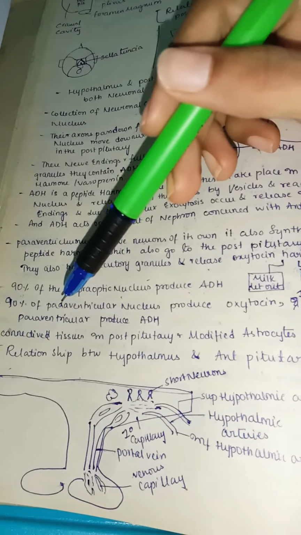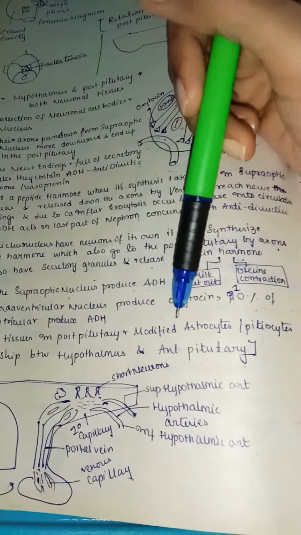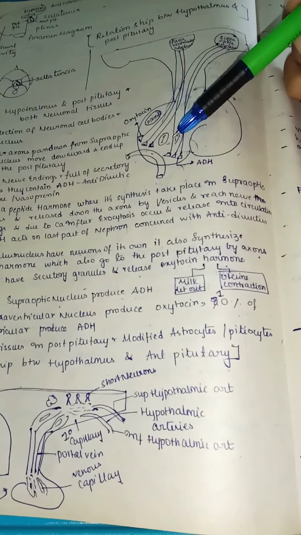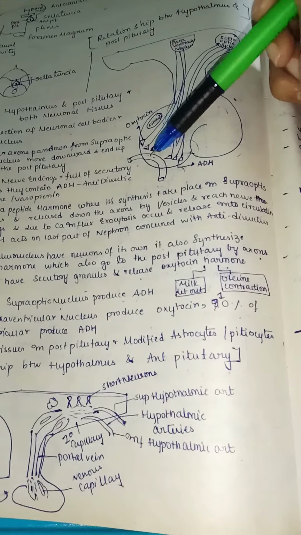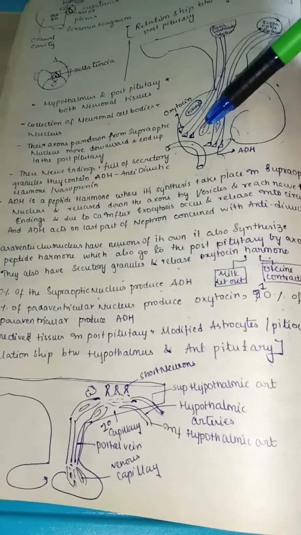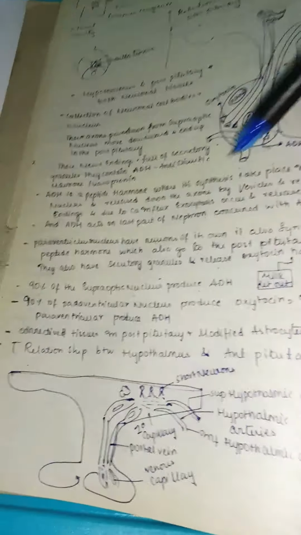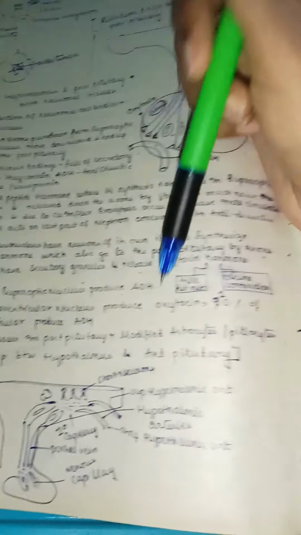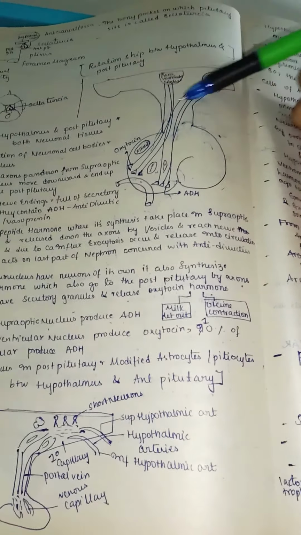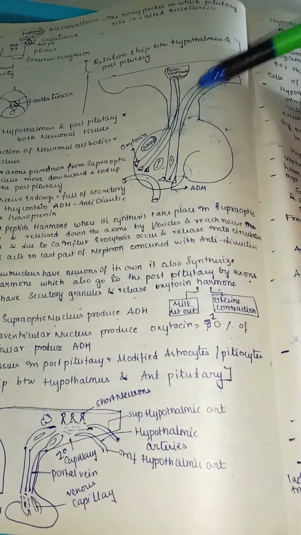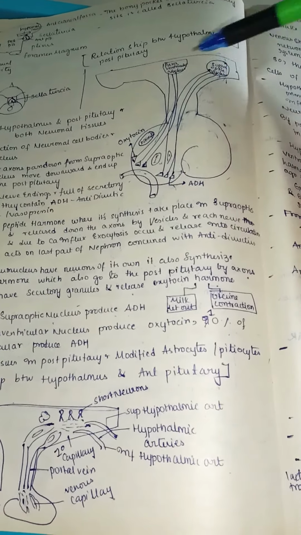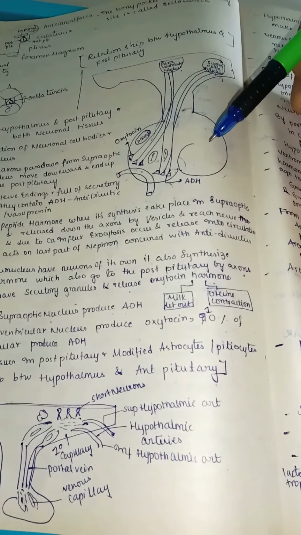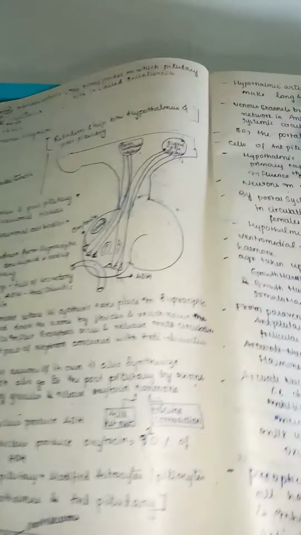So the connective tissue in the posterior pituitary are modified astrocytes or pituicytes. This is important. These are macrophage-like cells, pituicytes, astrocytes, which are present in between these nerves. And now the relationship between the hypothalamus and anterior pituitary. Till now we have completed the relationship between the hypothalamus and the posterior pituitary, which is a neuronal connection with the supraoptic nucleus and paraventricular nucleus. Now let us see what is the connection between the hypothalamus and our anterior pituitary.